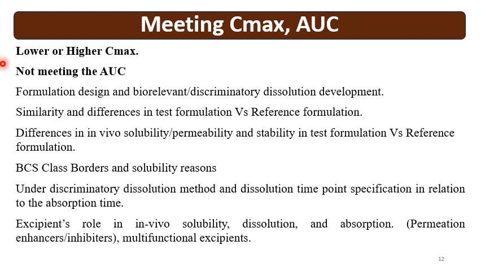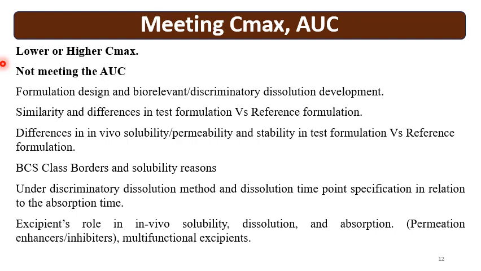Also, the discriminatory dissolution method should be available, and if the dissolution method used to assess the similarity in the dissolution between reference product and the test product is under-discriminatory, then the dissolution time point specification will not be proper in relation to the absorption time, and which will lead to bioinequivalence.